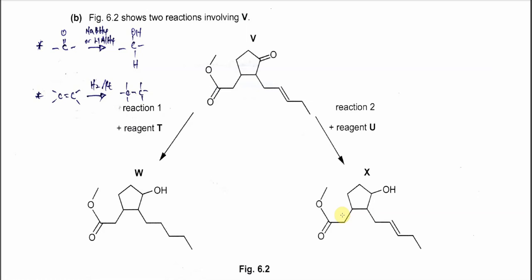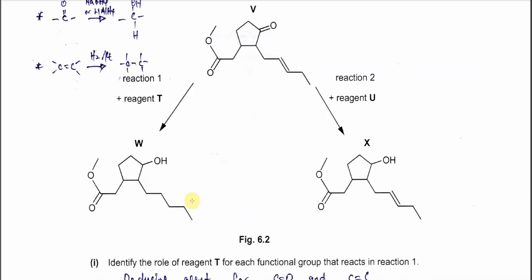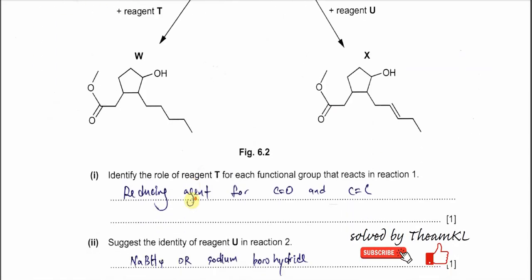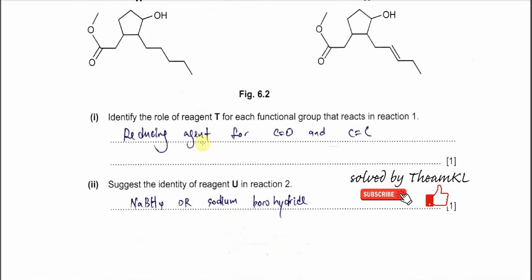Part B. Figure 6.2 shows 2 reactions involving V. So now V is the molecule just now, and it undergoes reaction 1 to form this product, and reaction 2 forms these products, right? Meaning W and X. Let's look at the question and see what they're asking. Part 1. Identify the role of reagent T for each functional group that reacts in reaction 1.